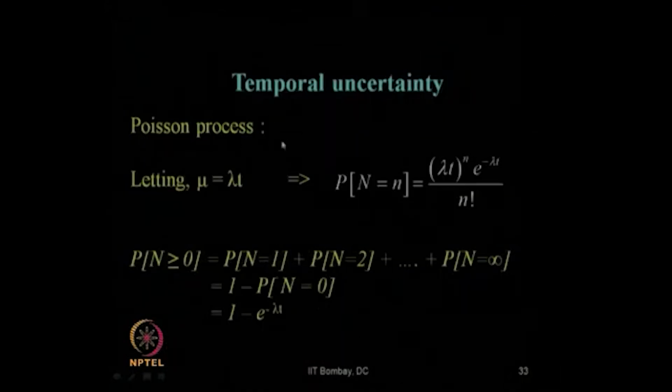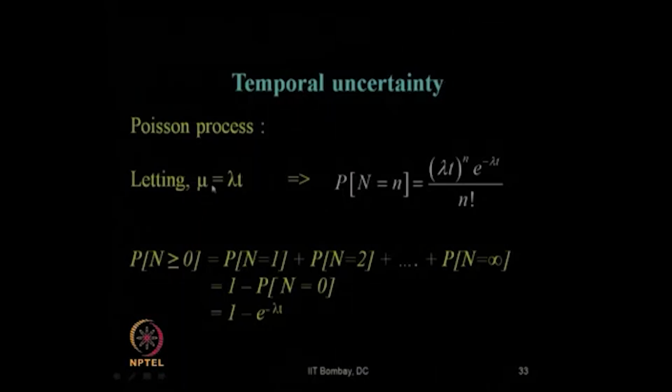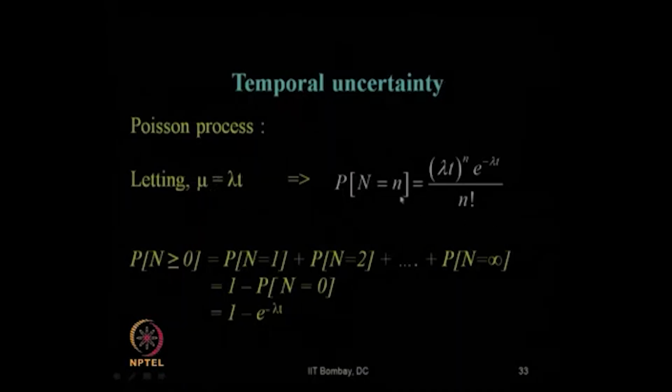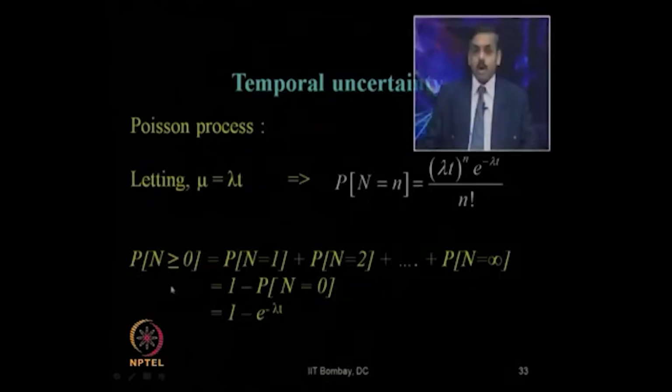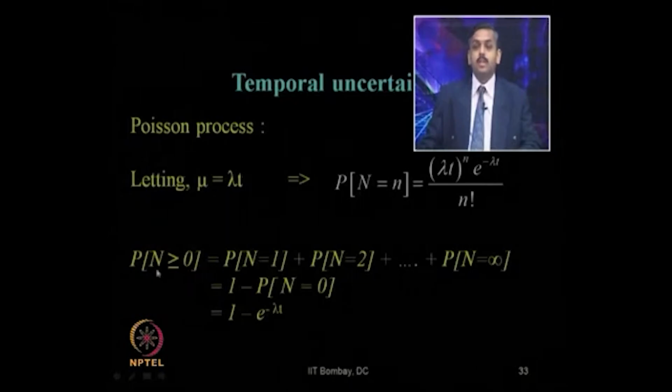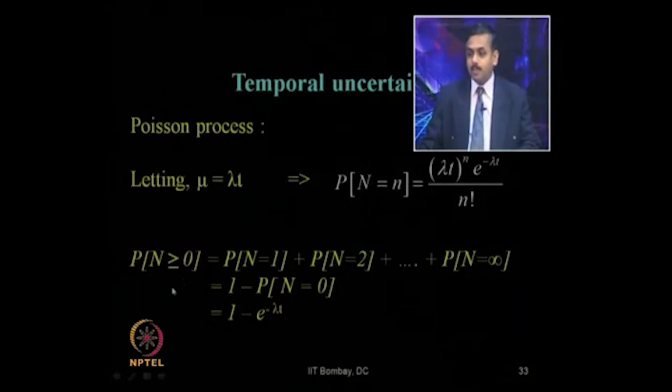So, the Poisson's process, considering this mu equals lambda t, is given by this. So, the probability of occurrence of a particular event that we are interested in, let us say the occurrence of an earthquake of magnitude more than 6.5, greater than or equal to 0 times. That is, it will definitely occur. That is what it means, right. So, that will be nothing but the probability of occurrence of this, which can again be obtained like this.